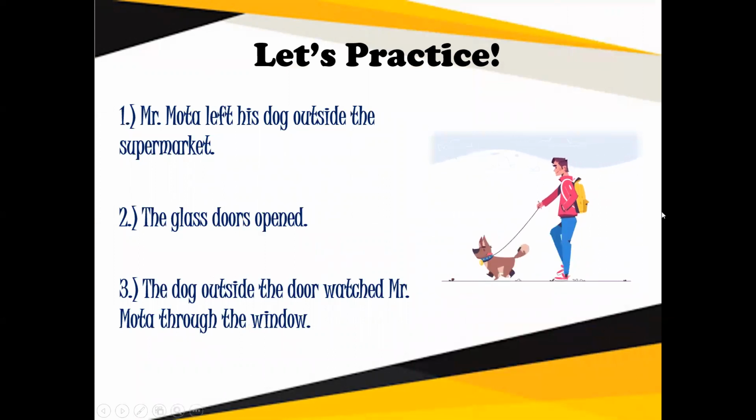Let's practice. Identify where the simple subject and the simple predicate is in each of the following sentences. First, "Mr. Moda left his dog outside the supermarket." Second, "The glass doors opened." And third, "The dog outside the door watched Mr. Moda through the window."